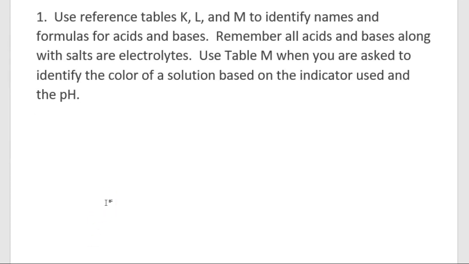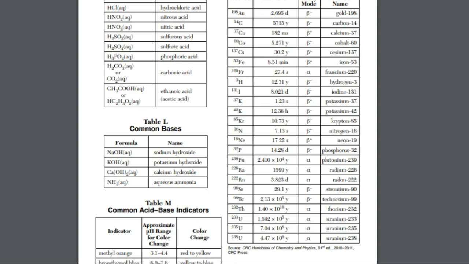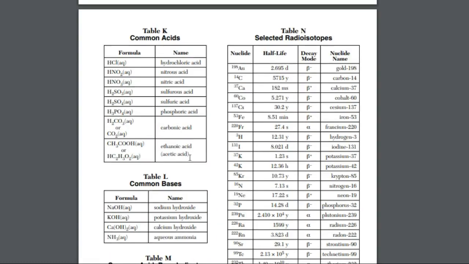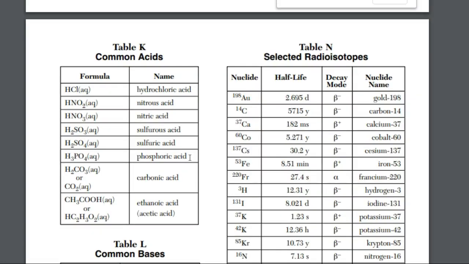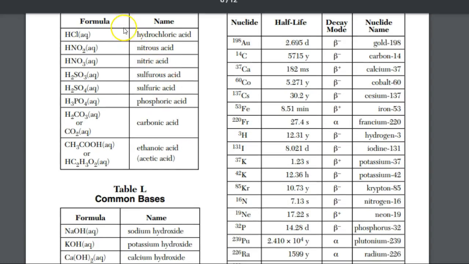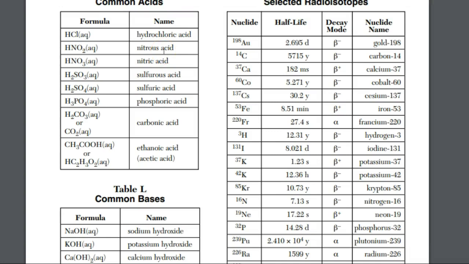There are three reference tables when it comes to acids and bases. Let's take a look at those 3. Here they are. If I reduce them any further, you're basically never going to be able to see them. So the first one here, reference table K, gives you the names and formulas for common acids. Of course, the name of an acid has the word acid in it.